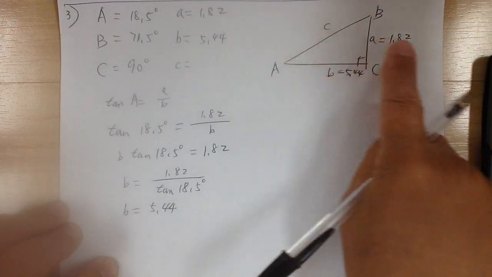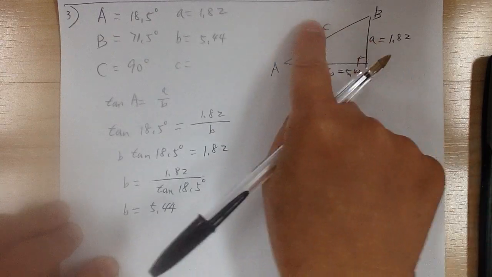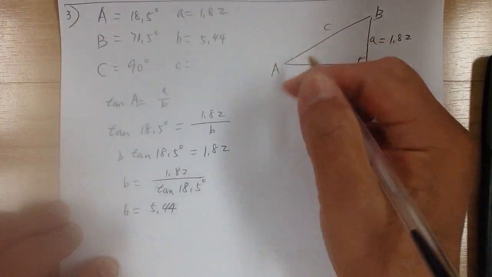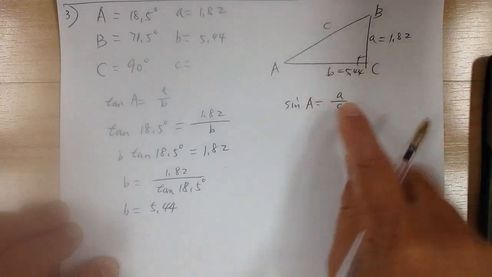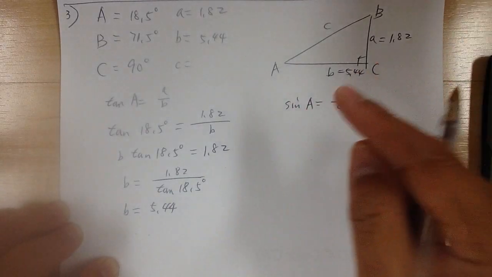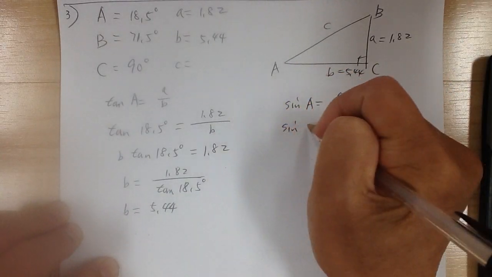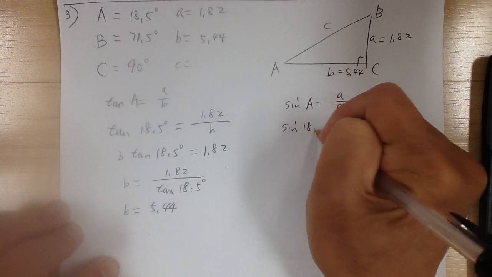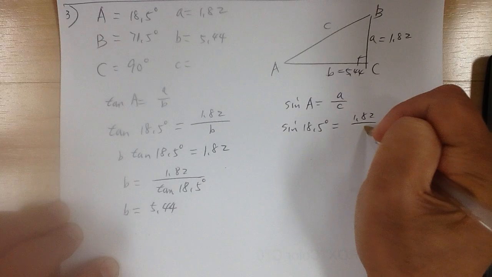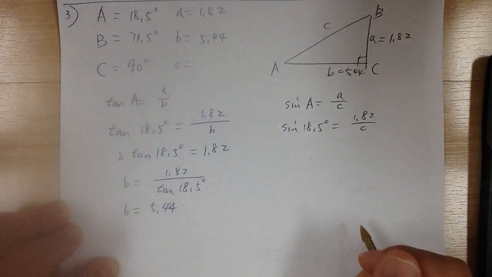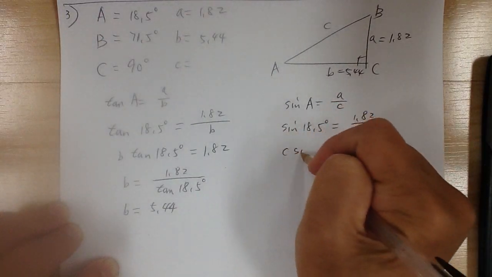To find c, again, this is given already, so these two would be the sine function. Okay, so sine A equals a over c. Again, always write down your formula, then you substitute. So sine of 18.5 degrees equals 1.82 over c. Okay, so you can cross multiply.